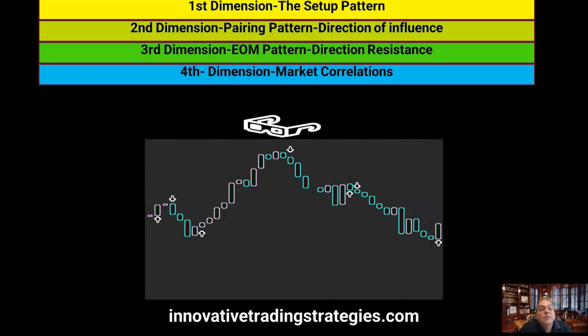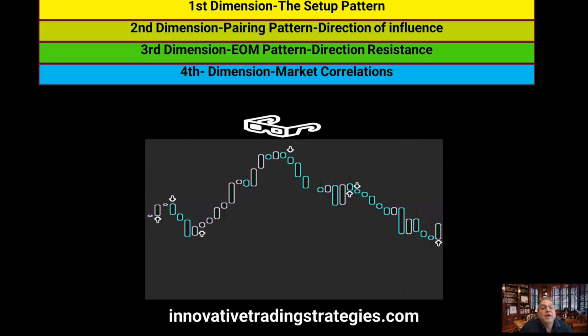We're going to be looking at what we call pairing patterns. So that's going to give me the direction of influence. So if I see the market's trying to push lower, and I see that I'm having a setup pattern, I'm starting to see a little bit of smoke here that, hey, it looks like it's wanting to push even further down, then these two dimensions are going to give me a stronger indication that the market's going to come down.